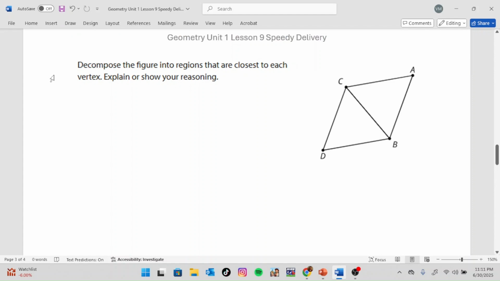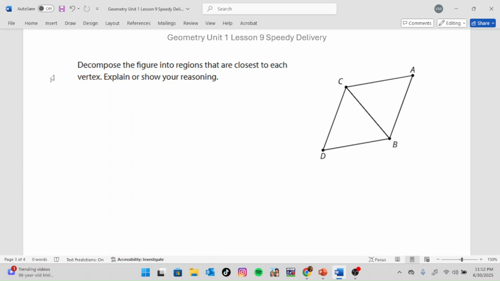Practice problem number 3. Decompose the figure into regions that are closest to each vertex. Explain or show your reasoning. So, just a reminder, when they say vertex, they mean the corner points. So we're talking about A, B, C, and D. Now, the shape they have given us is a diamond. This is a polygon that is created with 2 equilateral triangles.